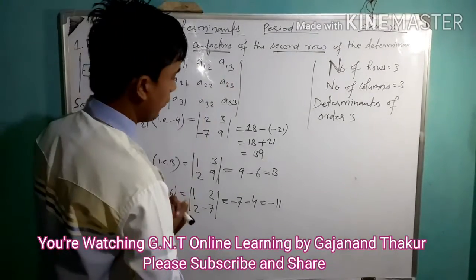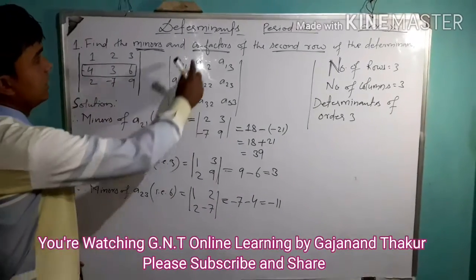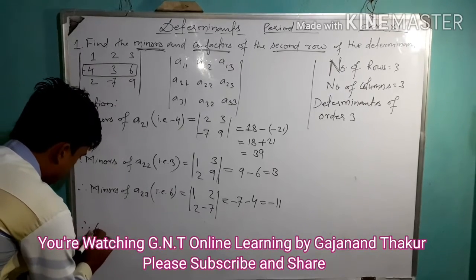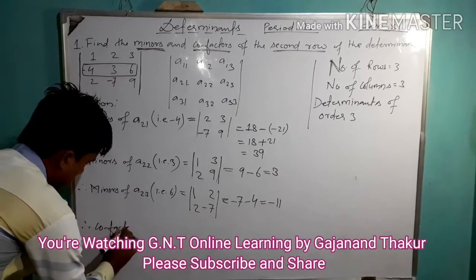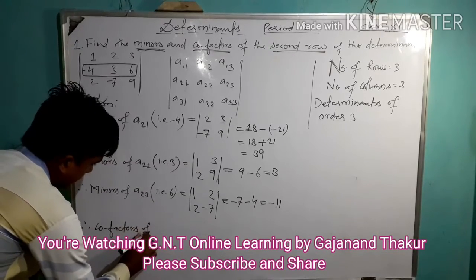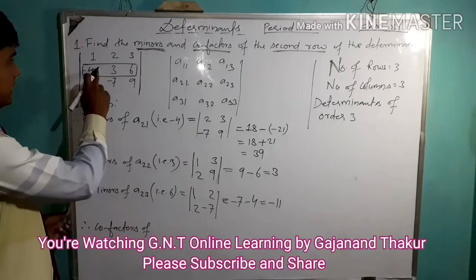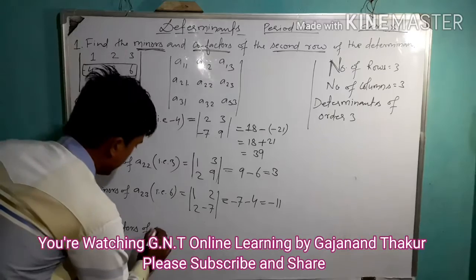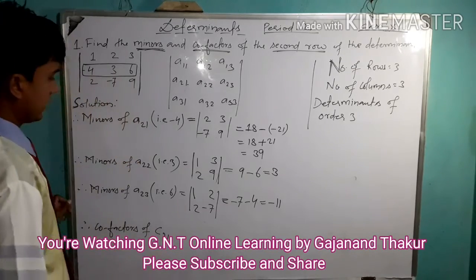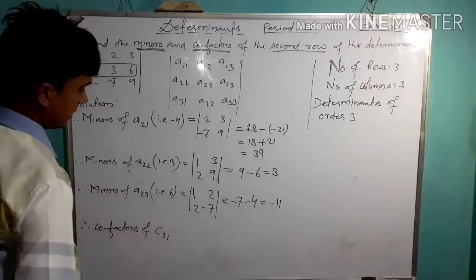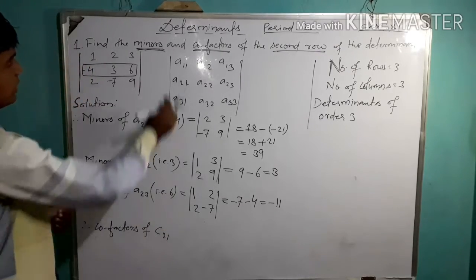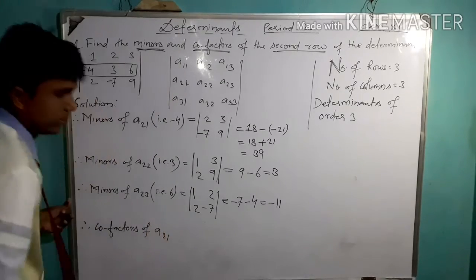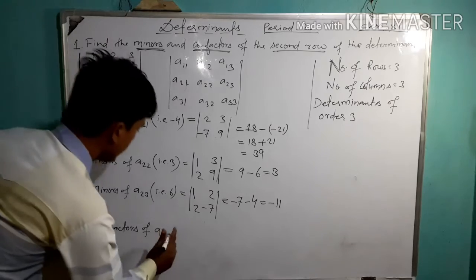Now we'll find the cofactors, right? So the cofactors of, we'll write here C21. This one we are finding, like C21 means we are finding the cofactor. Here I write C24. Otherwise we can take A21 also, no problem. So here we can write.